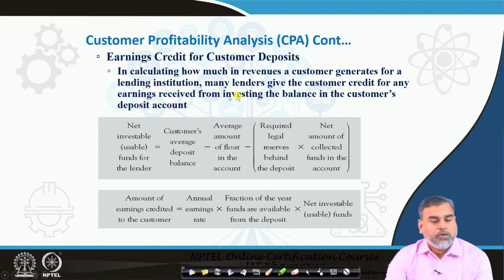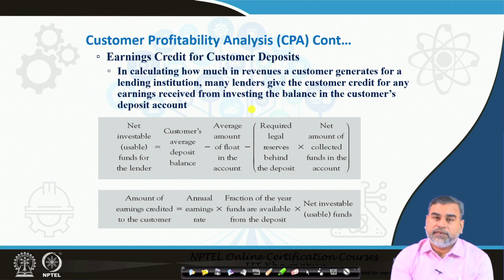You can also go for earnings credit for customer deposits. In calculating how much revenue a customer generates for a lending institution, many lenders give the customers credit for any earnings received from the investment of the balance in the customer's deposit account, and that can be calculated like this: the net investable or usable funds for the lender is equal to the customer's average deposit balance minus the average amount of float in the account, float in the sense of liquid funds, minus the required legal reserves behind the deposit, multiplied by the net amount of collected funds in the account, or the amount of earnings credited to the customer's account. How will they calculate it?